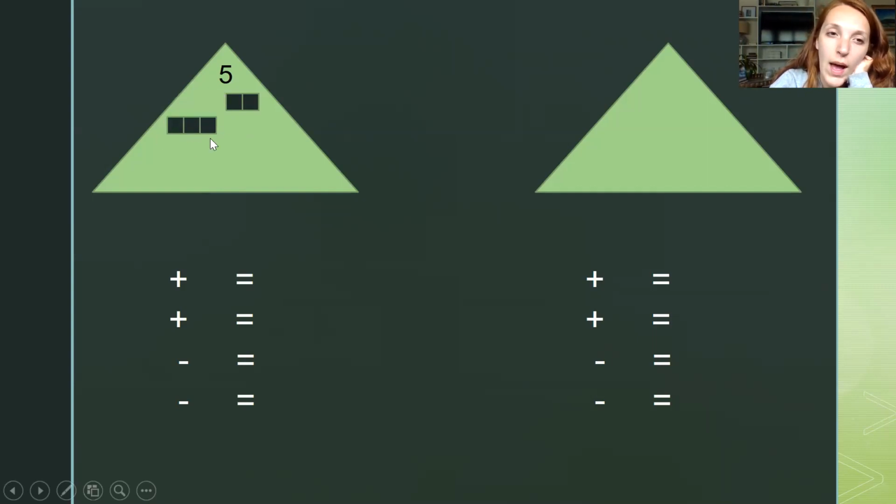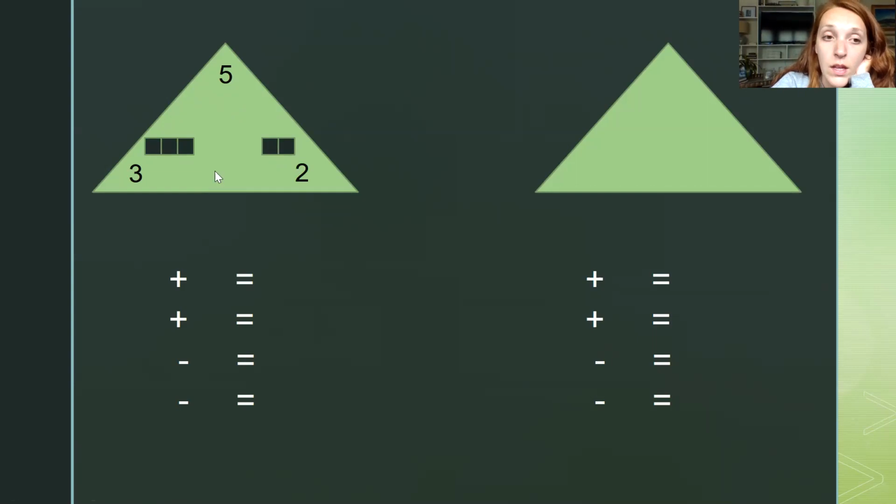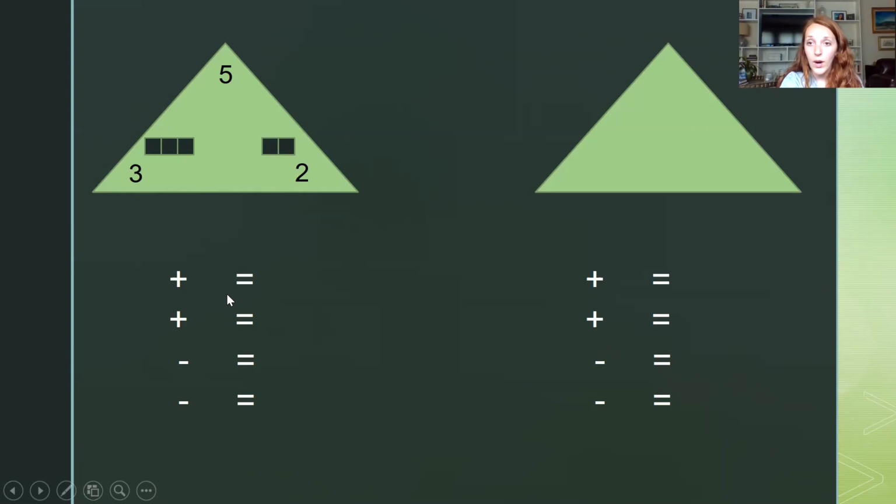So how much is this part? This part is 3. Yeah. And this part is how many? 2. 3 and 2 make 5. So now we have 4 number sentences we have to come up with.